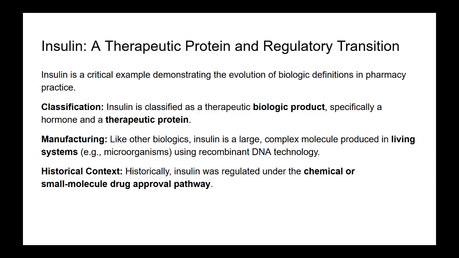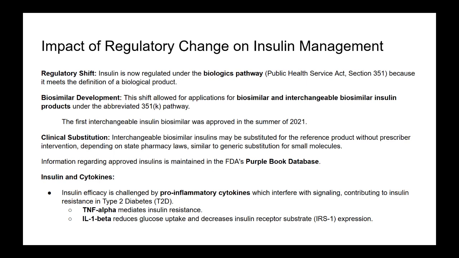As part of the Biologics Price Competition and Innovation Act, BPCIA, of 2009, Congress mandated that certain protein products previously approved under the FD&C Act, including insulin, would transition to be regulated as biologics under the Public Health Service Act, PHS Act, specifically Section 351. This transition formally happened in March 2020.